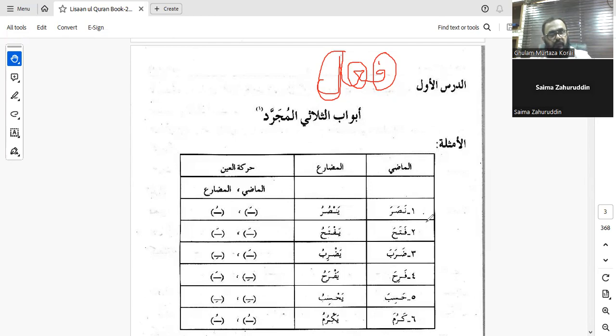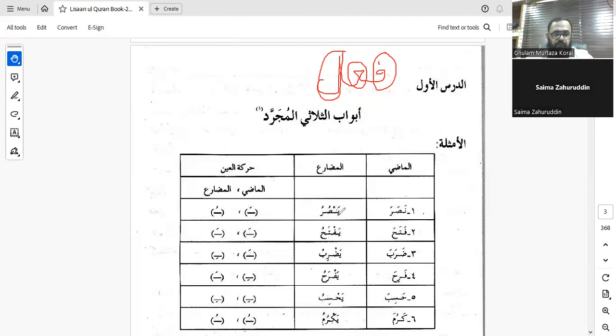Yes, sir, that's clear. So with regards to the two meanings that fil mudari gives, you talked about the hal and istiqbal. Is that the present and the future? Is that what you're talking about, sir? Yes, yes, present and future. Yes, hal and istiqbal. Okay, that's what I wanted to make clear.